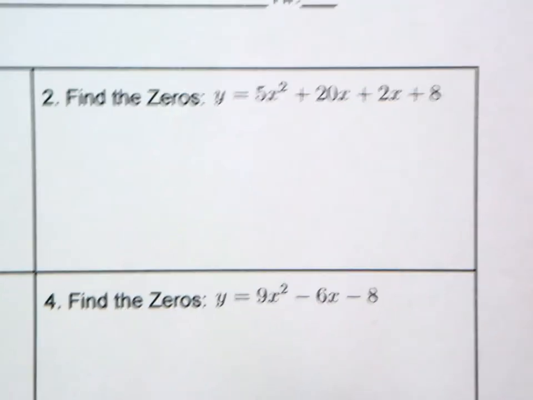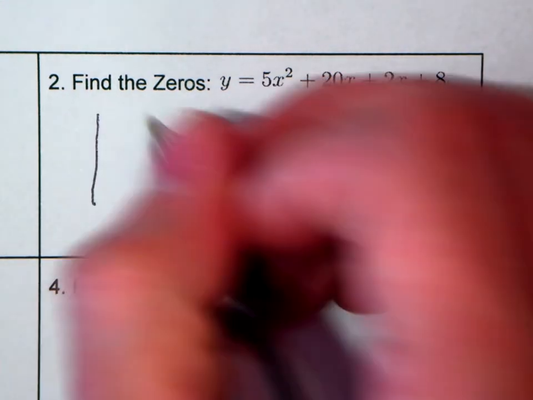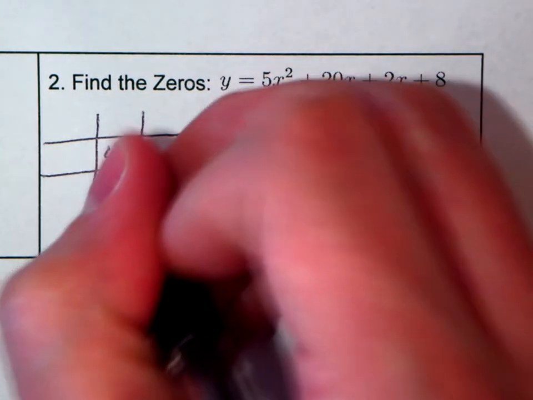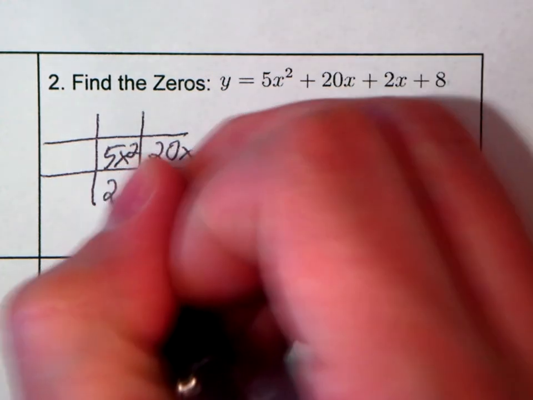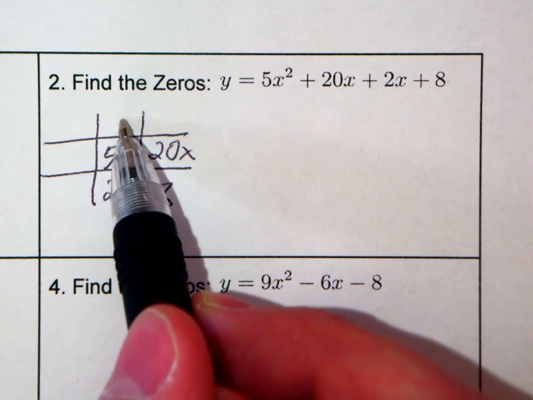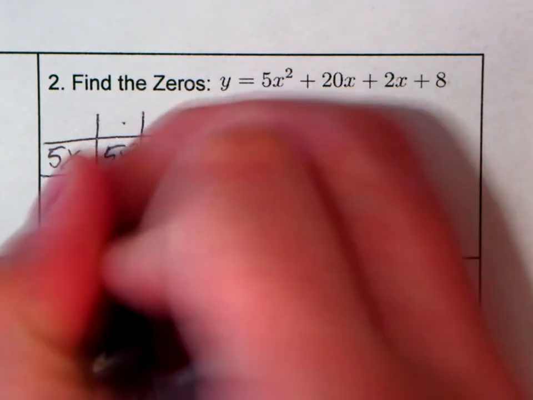For number 2, same steps, but then we add another step at the end. So we'll start with our 3x3 box. We'll put 5x squared in the middle, 20x, 2x, and 8. We'll start with our 5. What are two numbers that multiply to give us 5? Well, 5 times 1. If I was to put the 5 here, it doesn't go evenly into 2. So I'm going to put it here instead.